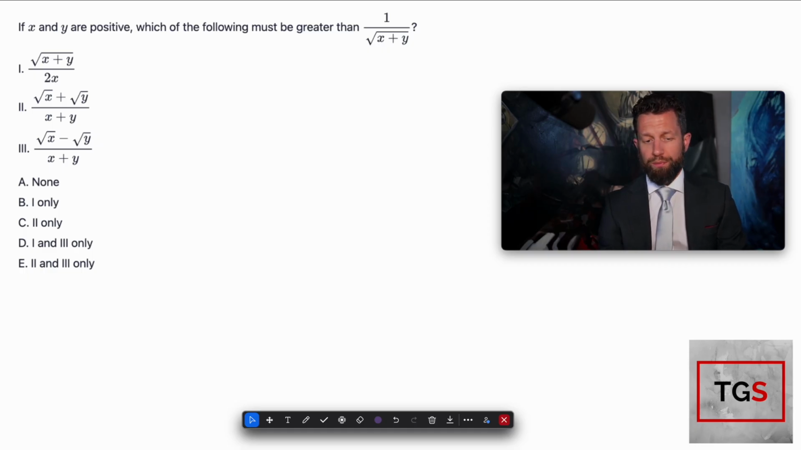Roman numeral 2, square root of x plus square root of y is the numerator of the fraction. Okay, I've got root x plus root y, both being square rooted independently. And then the denominator of that fraction is x plus y. Roman numeral 3 is square root of x minus square root of y. That's the numerator of a fraction. Denominator is x plus y.